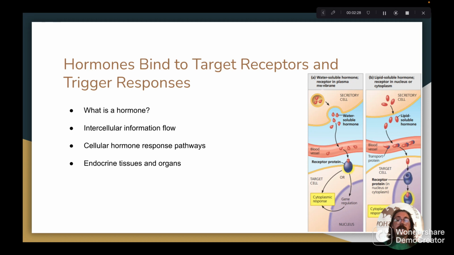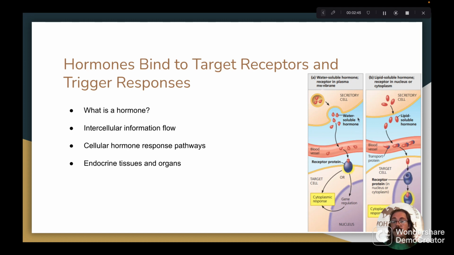Talk about some cellular hormone response pathways. First, we'll talk about water-soluble hormones. Water-soluble hormones are unable to diffuse across cell membranes because they are insoluble in lipids, so they target receptor proteins located on the surfaces of target cells.